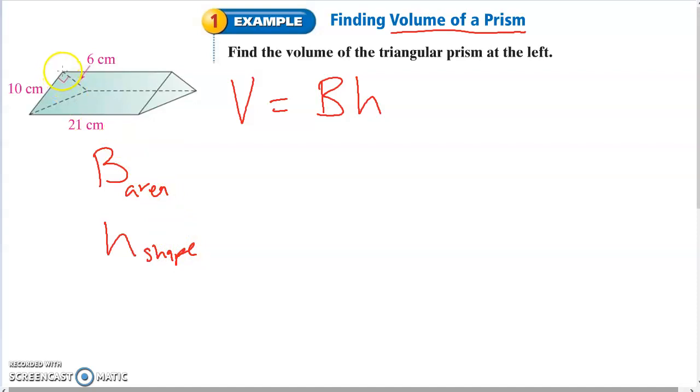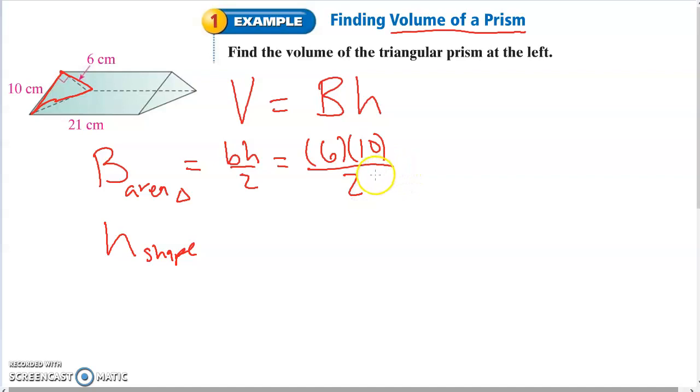Now notice, our area of our base has to be using the triangle formula because we have a triangular base. In this case, the triangle formula is base times height divided by 2. And this is just for the area of the triangle. So it looks like this has a base of 6 and a height of 10. Realistically, it didn't matter which one was which, because this is commutative. 6 times 10, 10 times 6 is going to be the same thing, divided by 2.